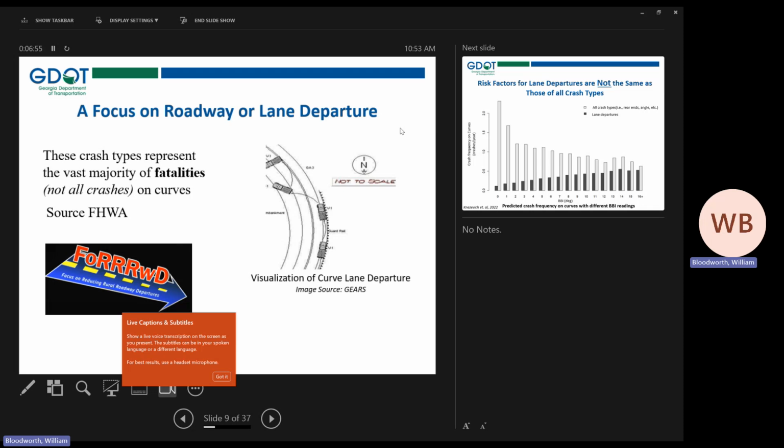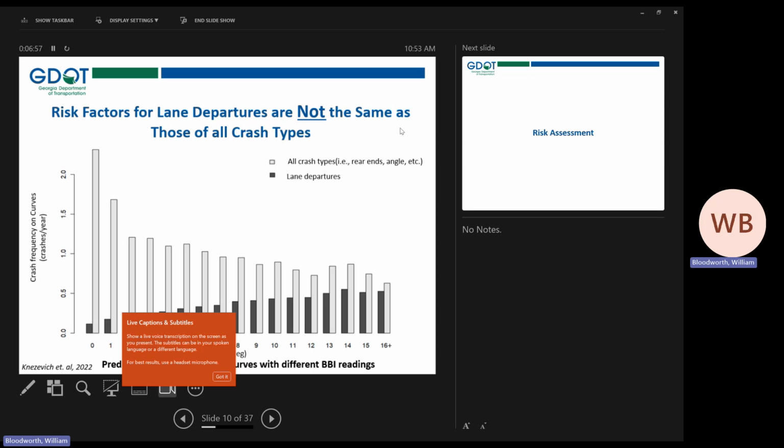So when we look at why we have to focus, it's because these risk factors don't always have the same correlation to all crash types as they do to roadway departure crashes. So what you're seeing here is the predicted crashes on the y-axis and ball bank indicator reading on the x-axis. We'll see a prediction model for all crash types in the light gray, and then the dark gray for lane departure or roadway departure crashes, inclusive of head-ons where you depart the lane, but not the entire road.